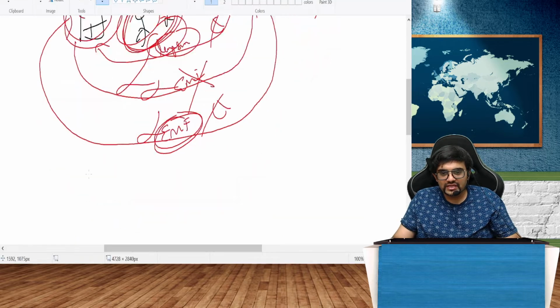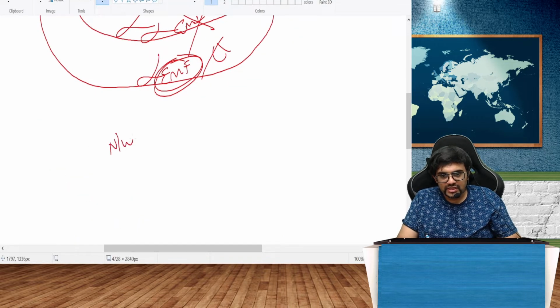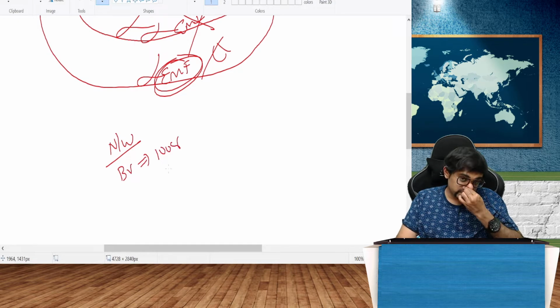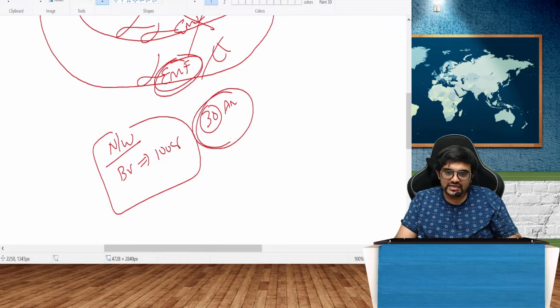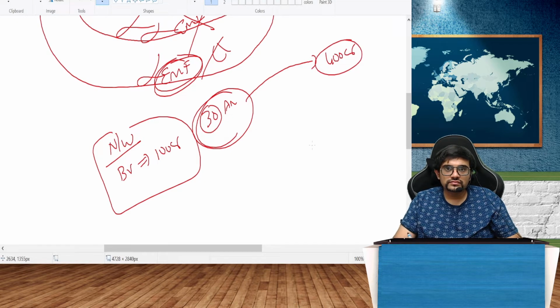So that is called net worth. When I am computing the book value, it is coming up to 100 crore. There are some 30 assets, that is the entire undertaking, being transferred at 400 crore. This is point number 1.